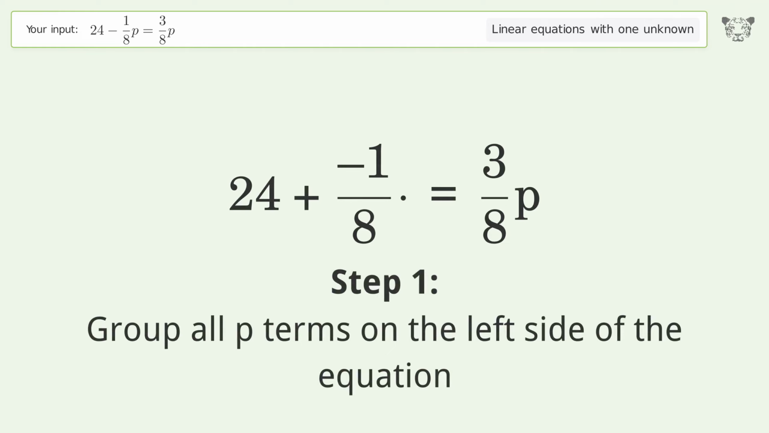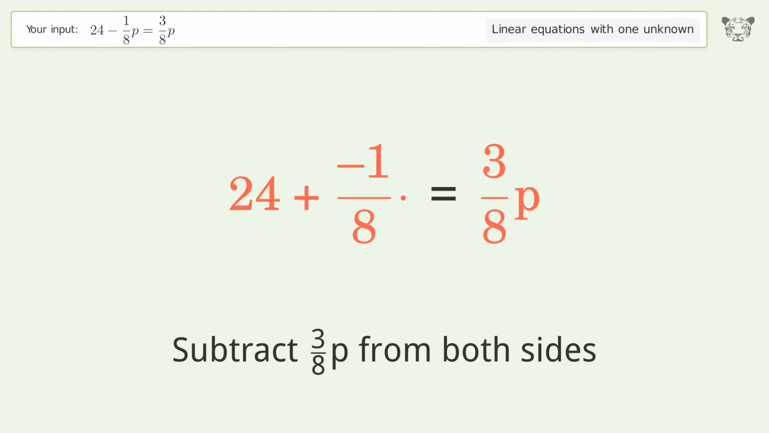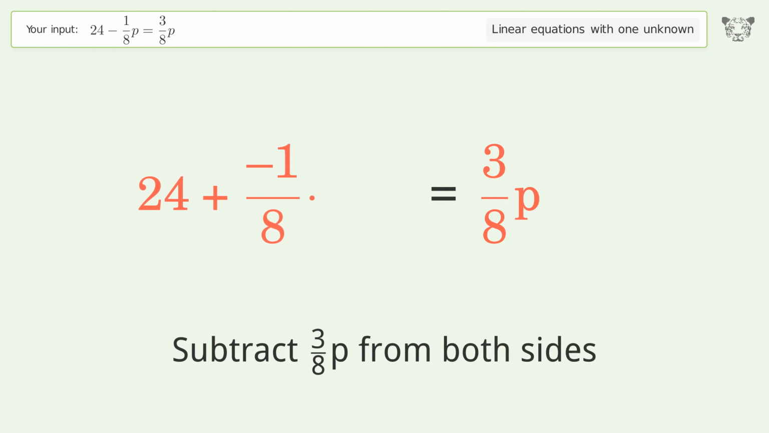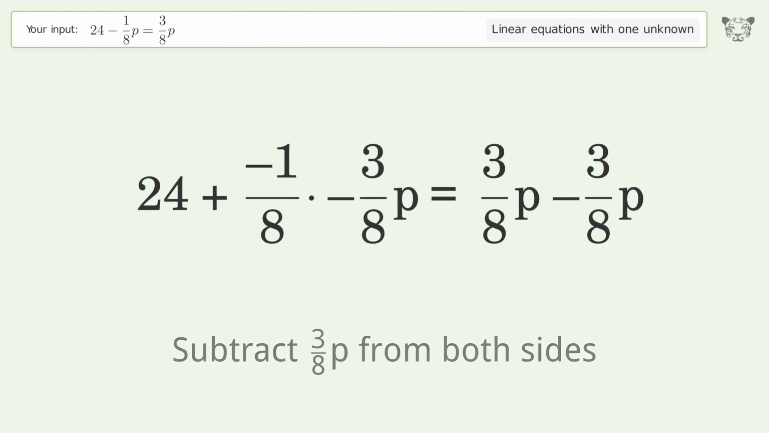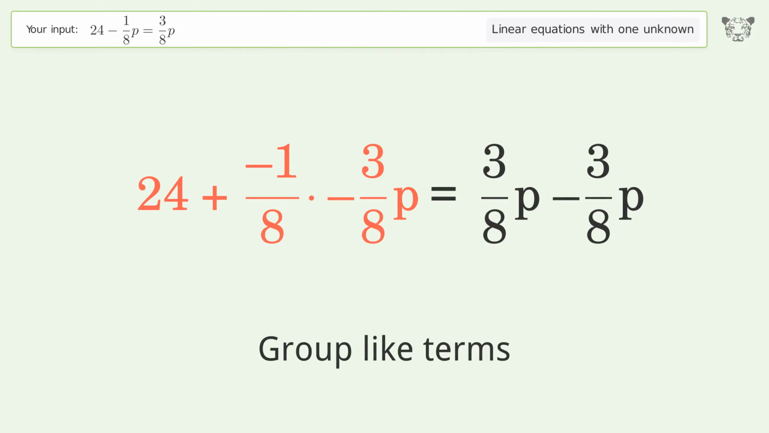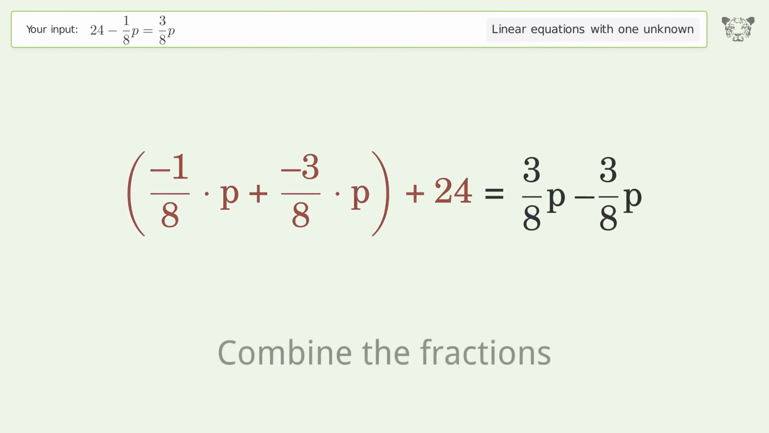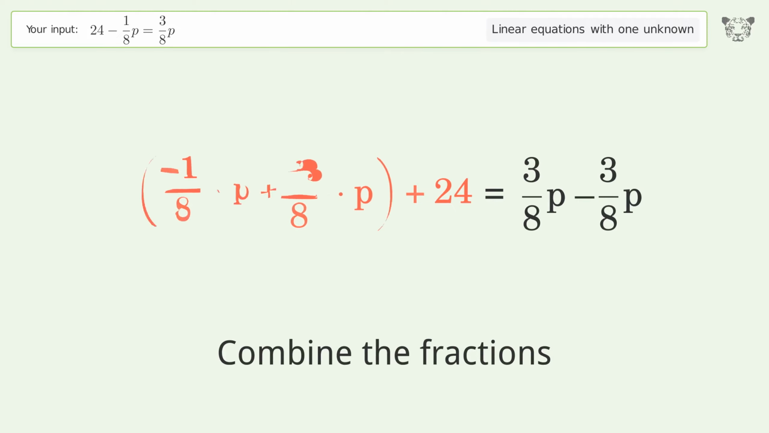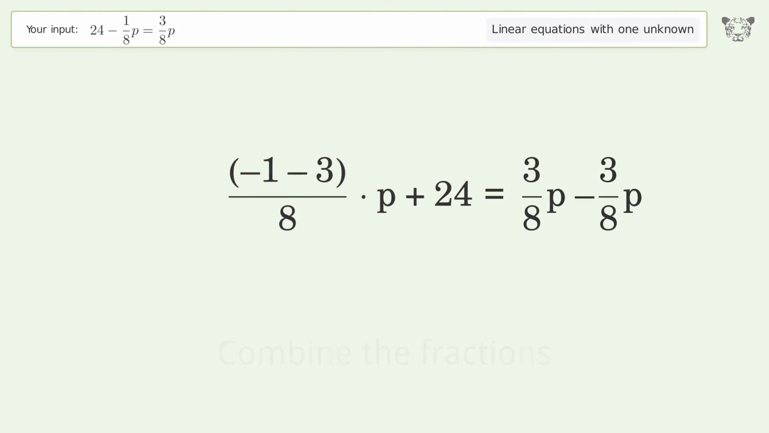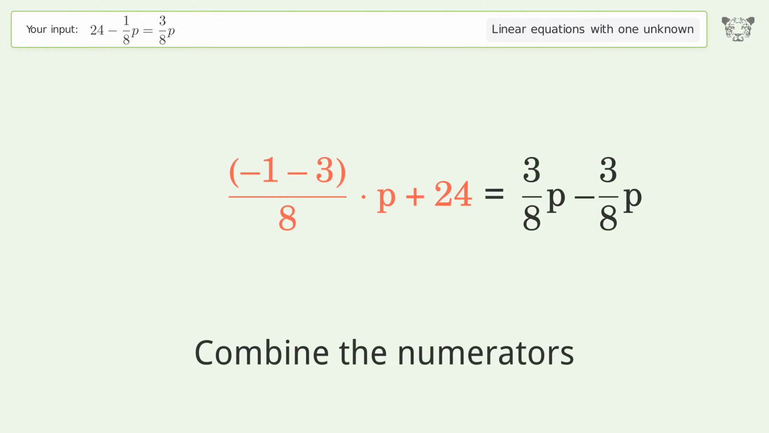Group all p terms on the left side of the equation. Subtract 3 over 8p from both sides. Group like terms. Combine the fractions. Combine the numerators.